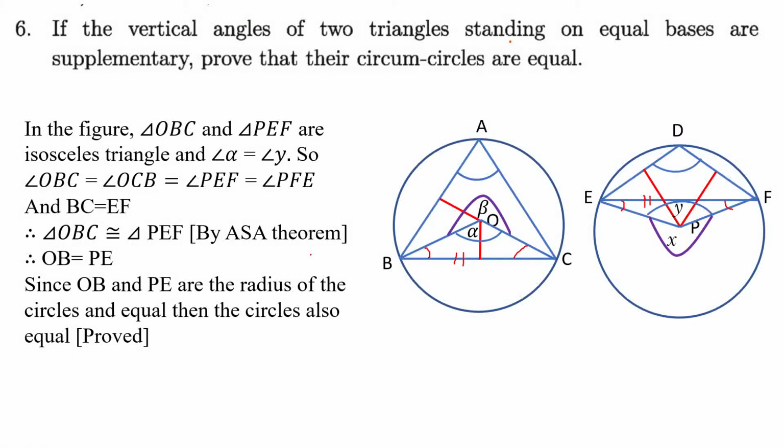by the ASA theorem, angle side angle theorem. You can say that from angle side angle, these two triangles are congruent. So OB equals PF. So we can write OB equal to PF. Since OB and PF are radii of this circle and this circle, these radii are equal. So obviously these two circles are equal. Hence proved.